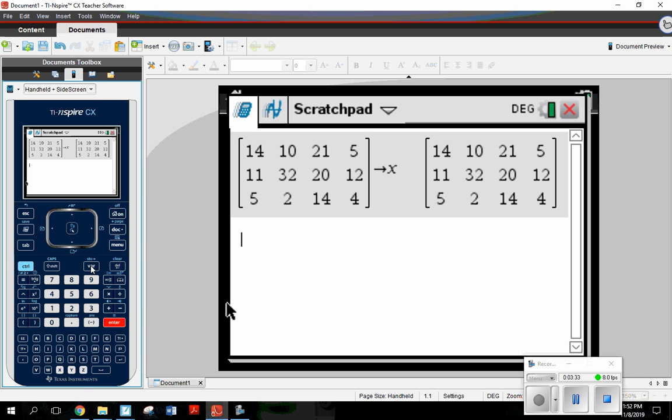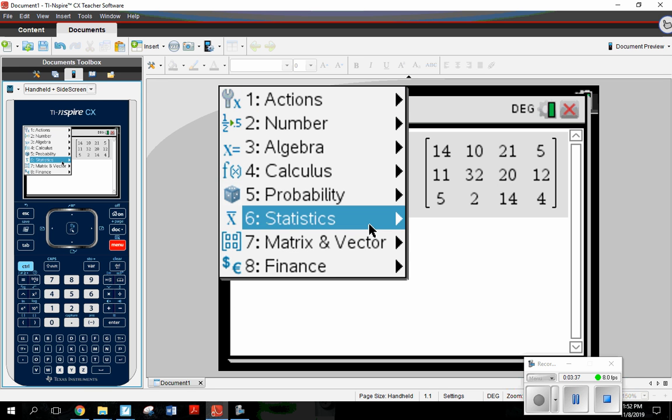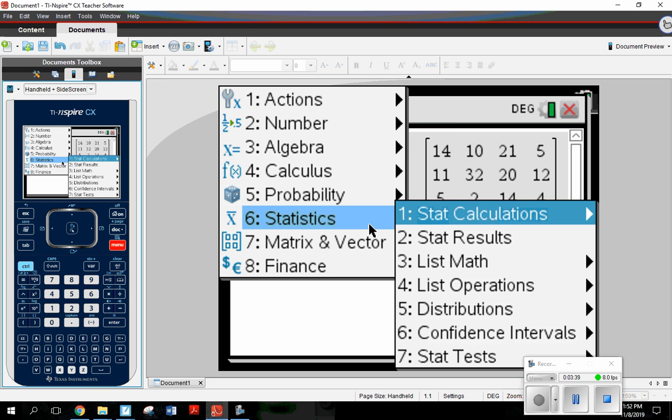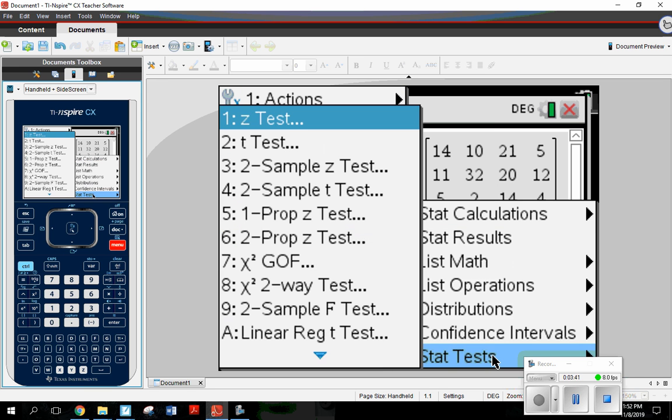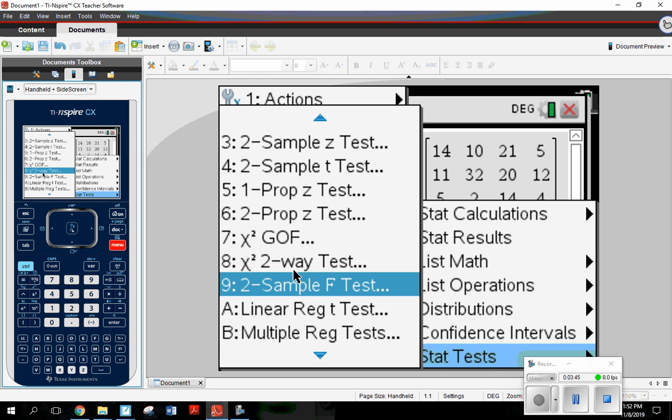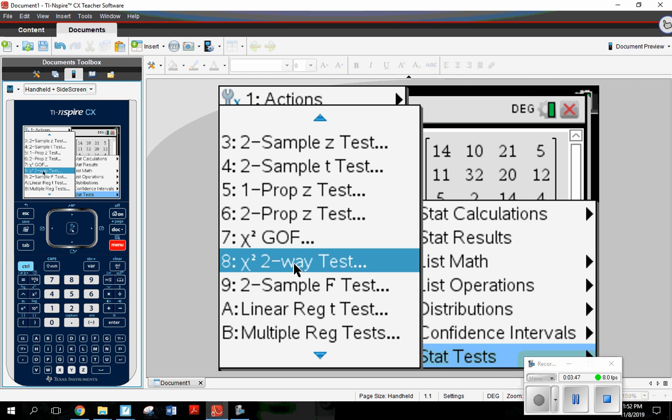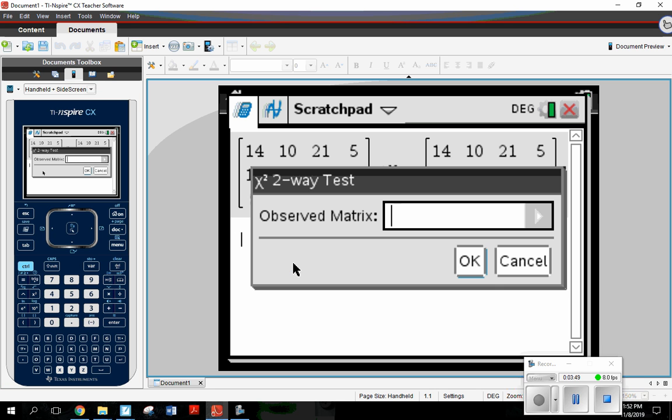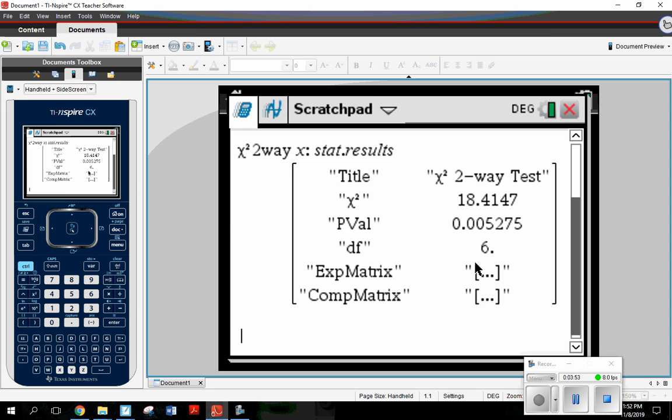Okay, so now we go to menu, but where do I go? Statistics, stat test. This is the chi-squared test for independence. And we want the two-way test. Remember, this is a two-way contingency table. Okay, so I'm going to choose that. We're going to type in the matrix that we just stored. And here we go. It says that my chi-squared is 18.4147, so we'll say 18.4. Yes, ma'am.